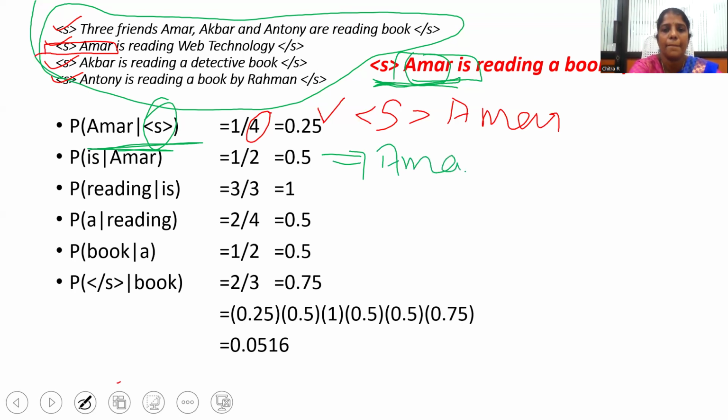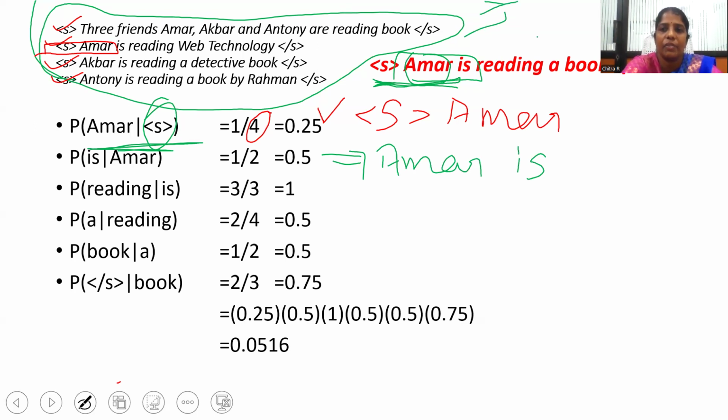Amar is. Okay, what's the second word? Is. First word, Amar. So we will find the probability of is divided by Amar. Okay, yeah, is divided by Amar. First, what we should do? Find the number of occurrences or count of the word Amar.